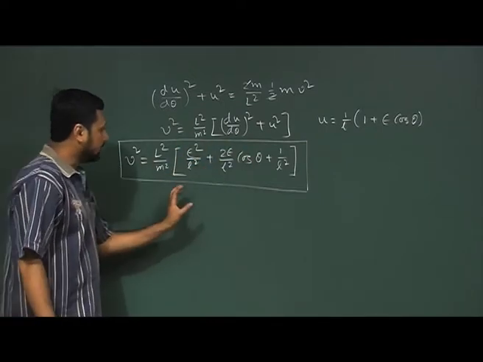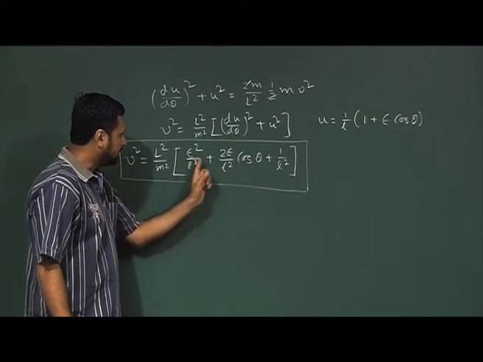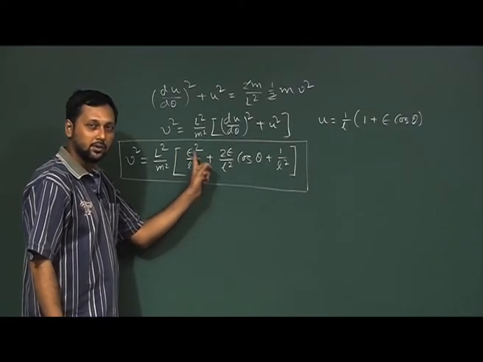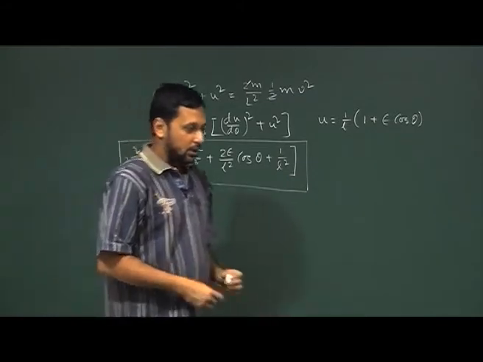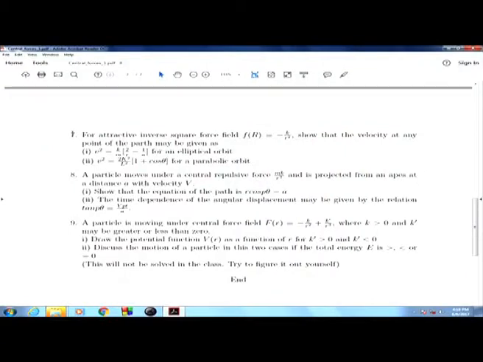Now, for specific cases, we have to substitute specific values of epsilon. We know that epsilon has different ranges. We will see that in a little more detail very soon. Okay. Now, let us focus on the problem set. Problem number 7 is what we are trying to attend now. The attractive inverse square force field Fr is minus k by r squared. Show that the speed at any point of the path may be given by v² = (k/m)(2/r − 1/a) for an elliptical orbit, and another expression given for a parabolic orbit.